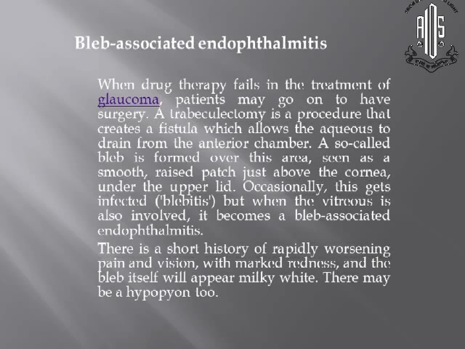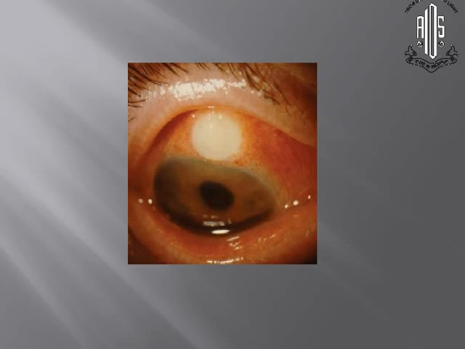How does the patient present? There is a short history of rapidly worsening vision and pain, with a lot of redness, especially in the bleb area. The bleb will also appear very cloudy, translucent, milky white, and there may also be a hypopyon. So, this is a picture of a bleb-associated endophthalmitis. You can see that the bleb is totally white, milky. There is a subsequent corneal edema, steamy cornea.